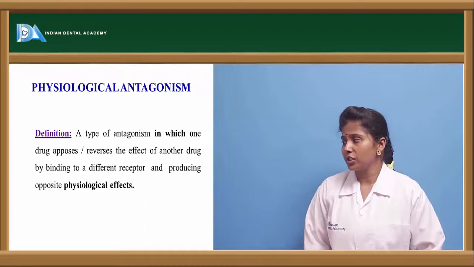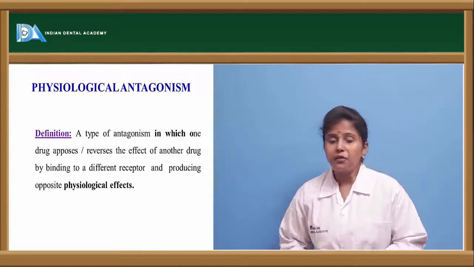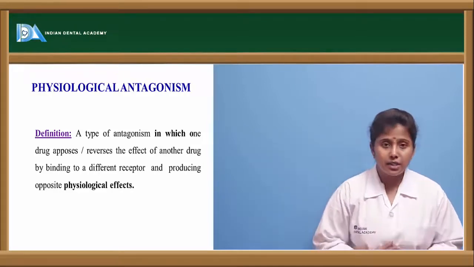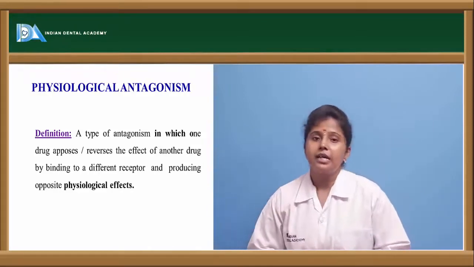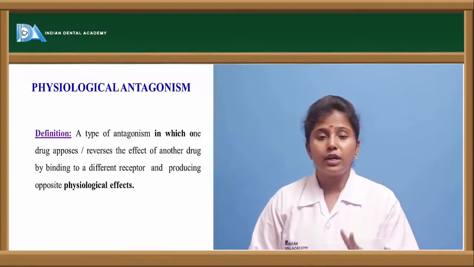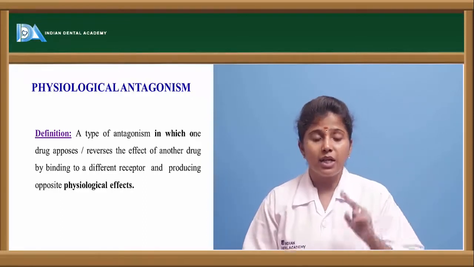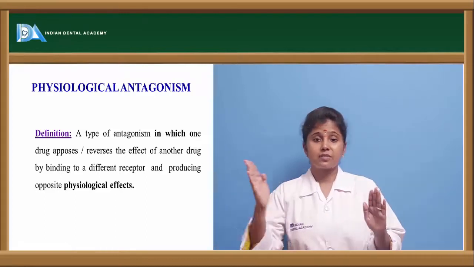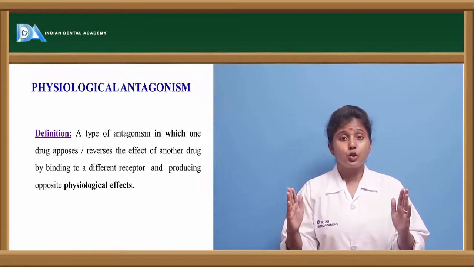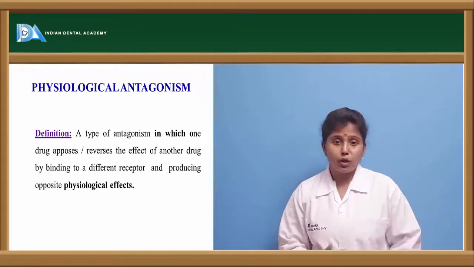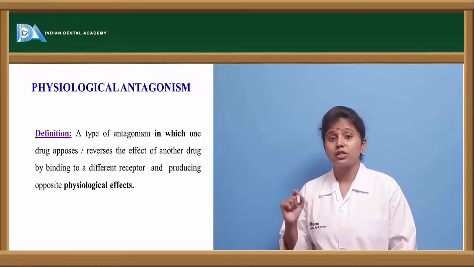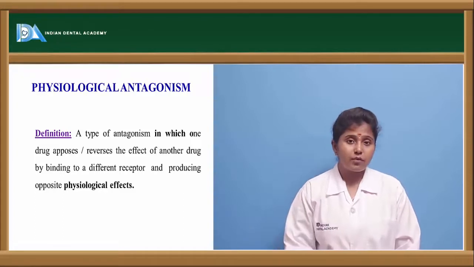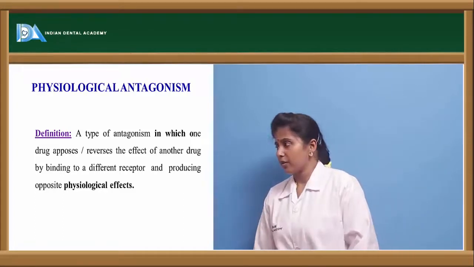The other one is physiological antagonism. Physiological antagonism is a type of antagonism in which one drug opposes or reverses the effect of another drug by binding to a different receptor. So here one drug is opposing the other drug. In a receptor, we have different binding sites. One drug binds to one site, the other drug binds to another site, and they show the reverse action by physiological effect. So if the physiological effects of the drugs are altered and thereby they do not show any effect, such a type of antagonism is called physiological antagonism.